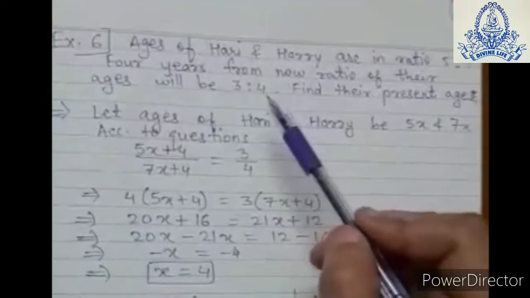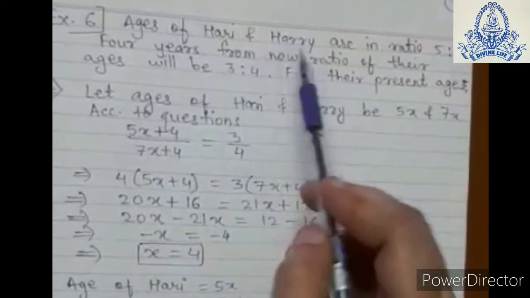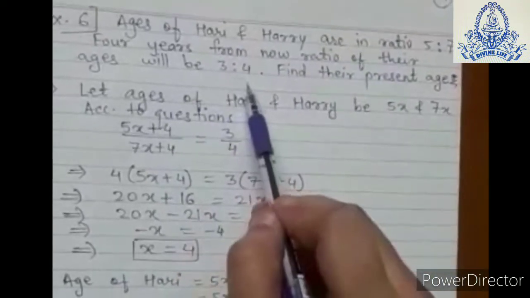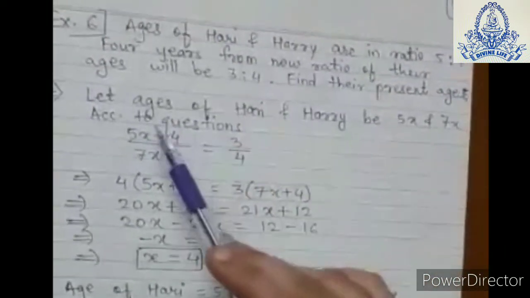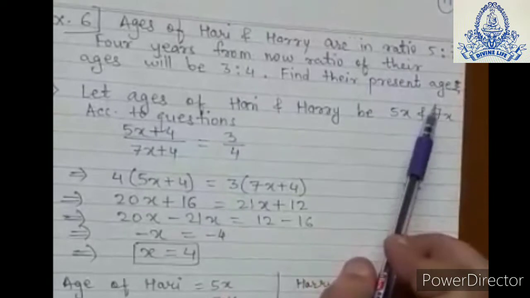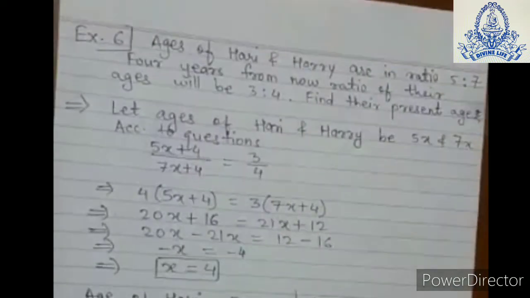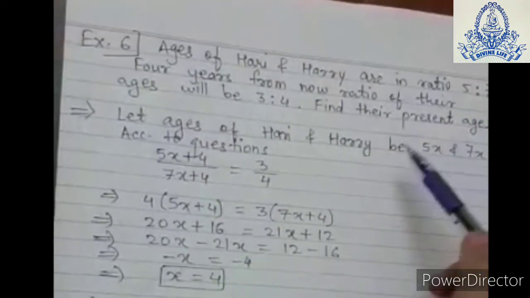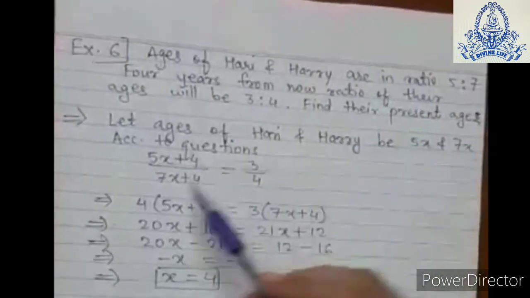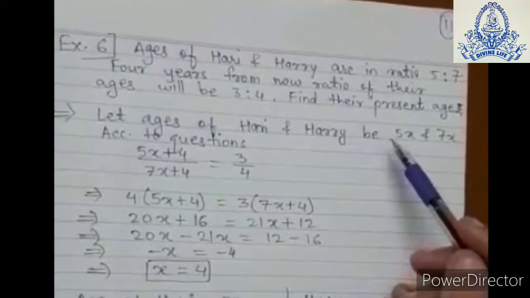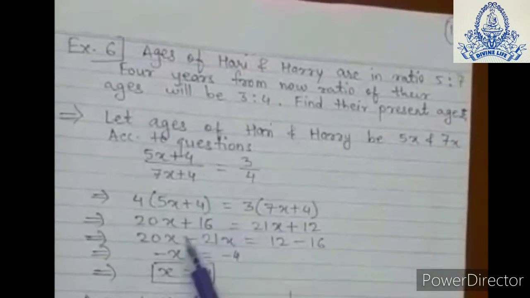See, ages of Hari and Harry are in the ratio 5:7. 4 years from now, the ratio of their ages will be 3:4. Find their present ages. In this case, first what you have to do, let the ages of Hari and Harry be 5x and 7x because their ratio is given here. Okay, 4 years from now means after 4 years their ratio will be 3:4. After 4 years means what? 5x plus 4, because the ages of Hari and Harry are 5x and 7x. So after 4 years their ages will be 5x plus 4 and 7x plus 4.